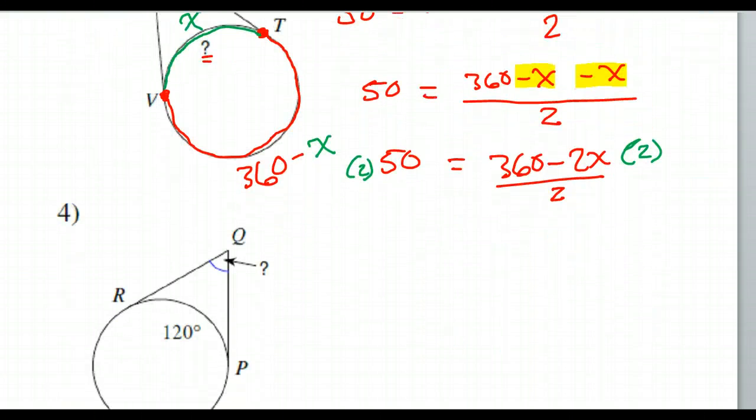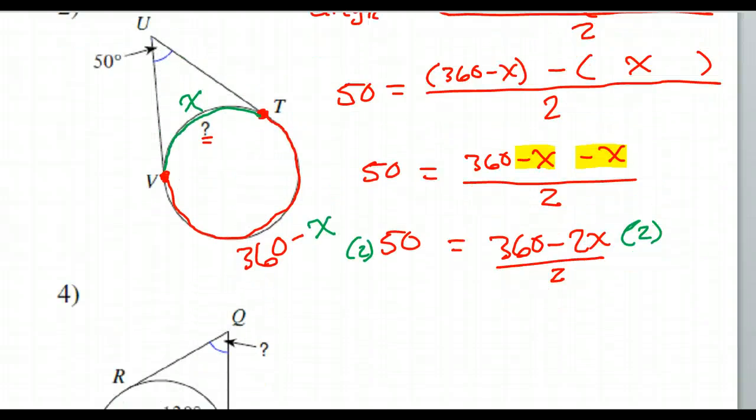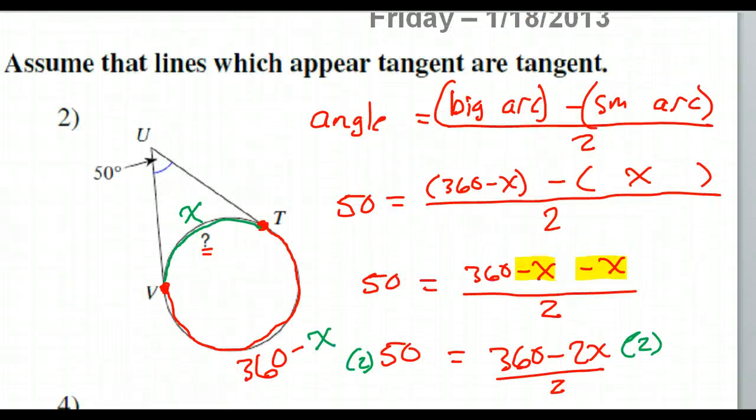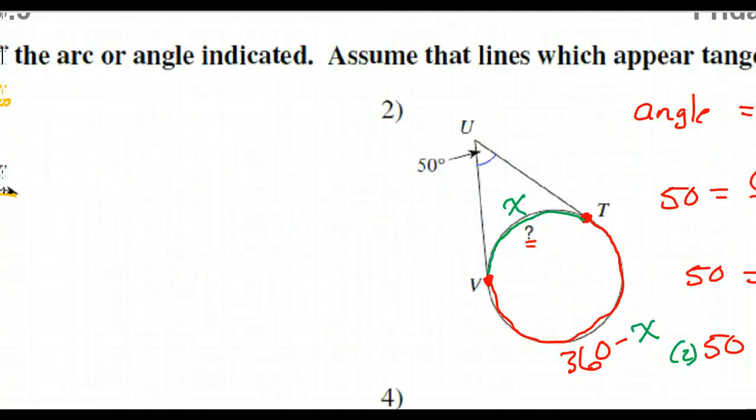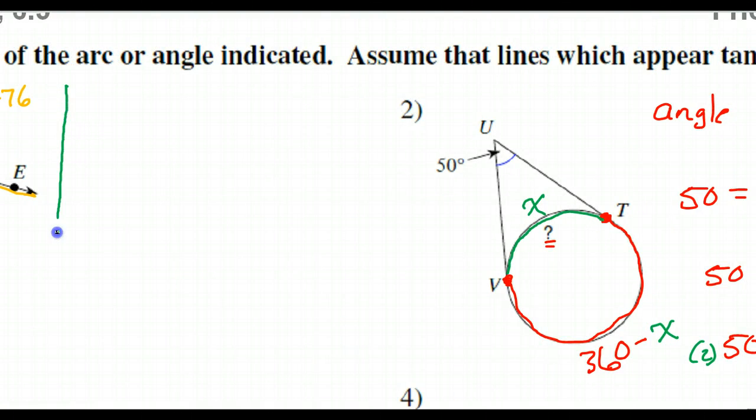Let me see how much space I have left. I'm getting into problem number 4's space. Let's see, can I wrap it around over here? I think I will do that.